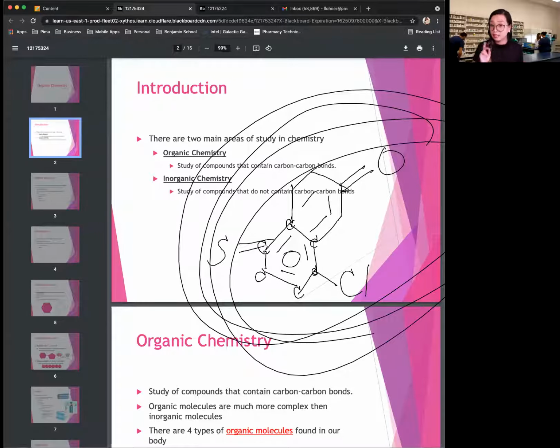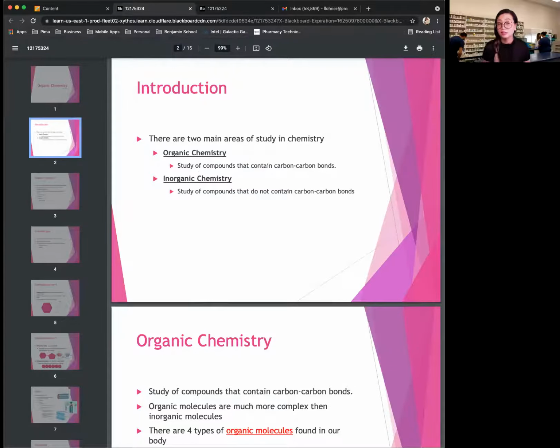When you say organic chemistry, if we may simplify it, organic chemistry is the study of carbon-carbon bonds, carbon atoms. Inorganic chemistry, on the other hand, is the study of things other than carbon. So this will include your metals, non-metals. Can you follow? Yeah, that's the difference.